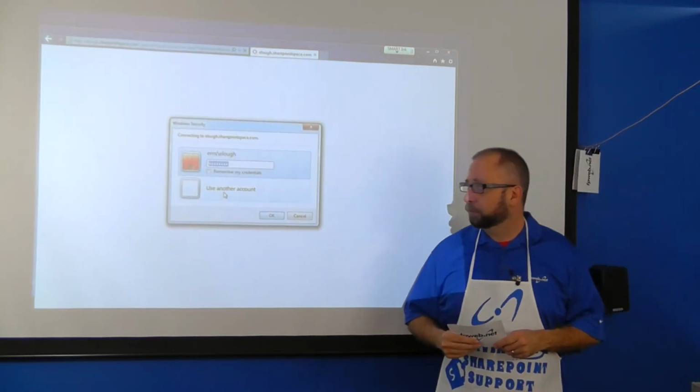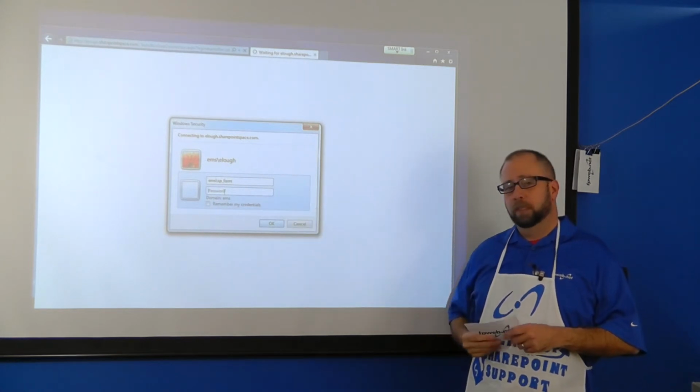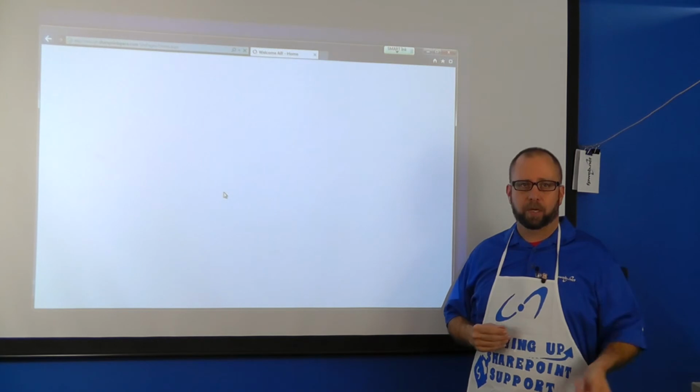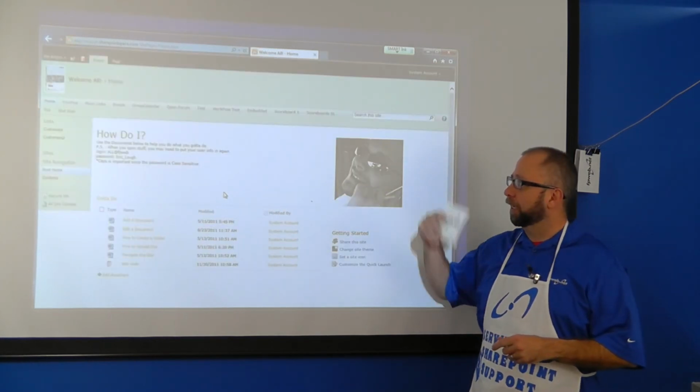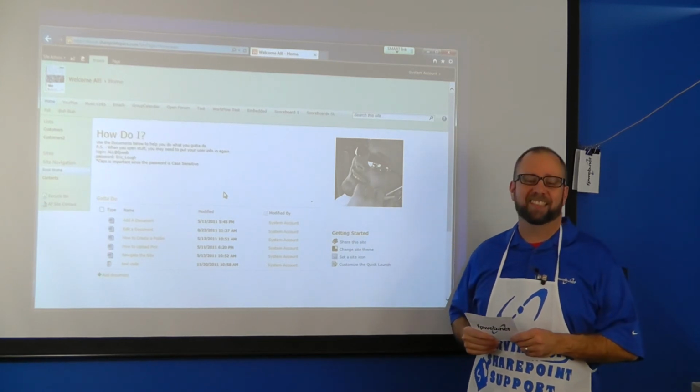Let's see what happens if you do it right. We go ahead and we log in. Proper domain, proper username, proper password. And we're in. And that is another ticket served.